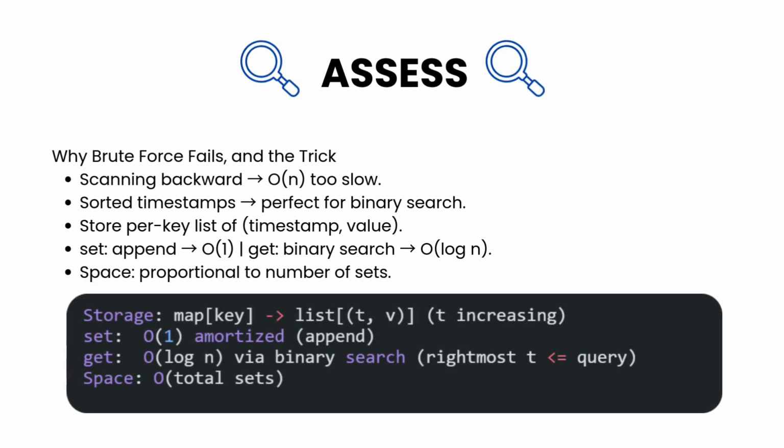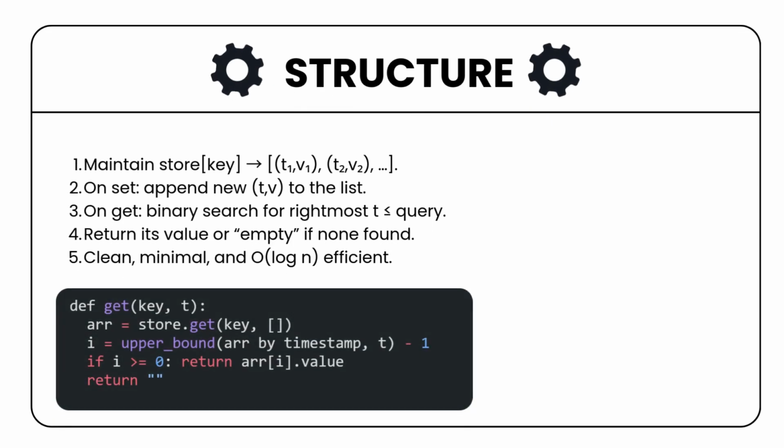Naively scanning backwards at get is O(n) and too slow. Because per key timestamps are sorted, we can binary search the last timestamp not exceeding the query, in O(log n) time. We'll store dict key, list of (timestamp, value), or two parallel lists, append on set, and use bisect_right on get. Keep store: dict of str to list of tuple of int and str. Set: store key, append timestamp, value. Get: binary search that list to find the rightmost pair with t less than or equal to query.